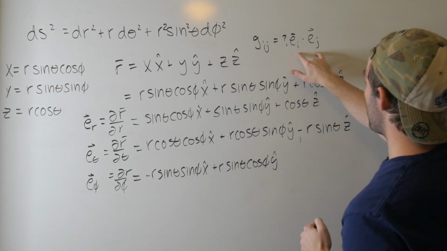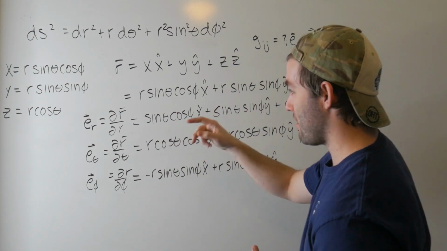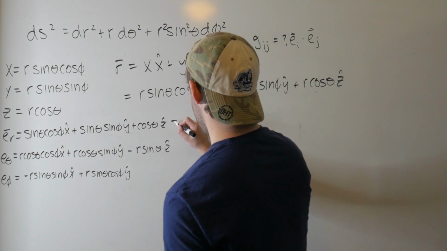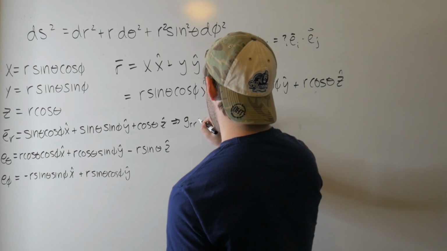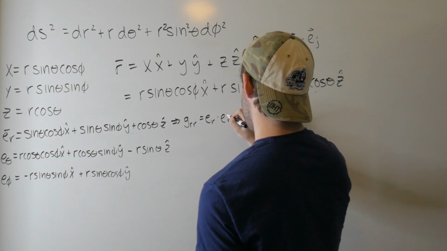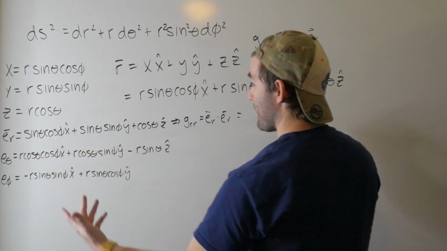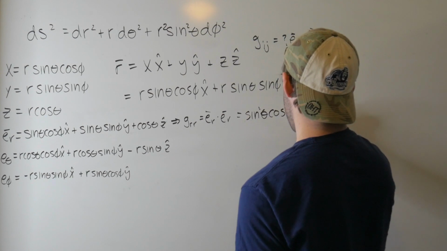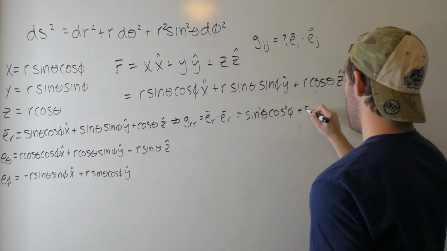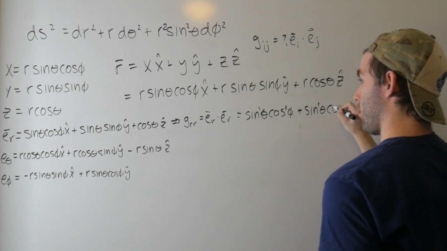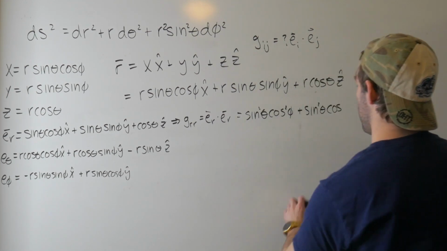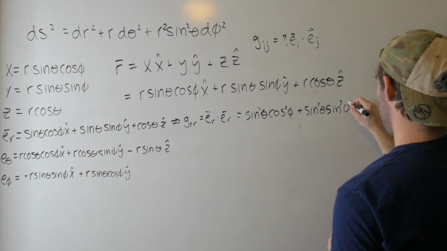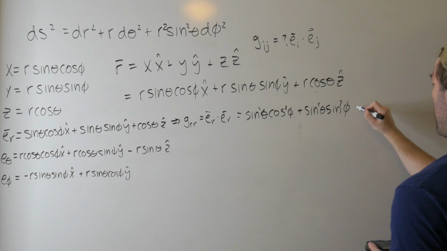And if you really want to prove it for yourself, just go through the motion of taking the dot products of the off diagonals if you would like to. So if we go ahead and take the dot product of E_r dot E_r, that's g_rr, which is equal to E_r dot E_r, which is going to give me a sine squared theta cosine squared phi plus sine squared theta sine squared phi, and a cosine squared theta.